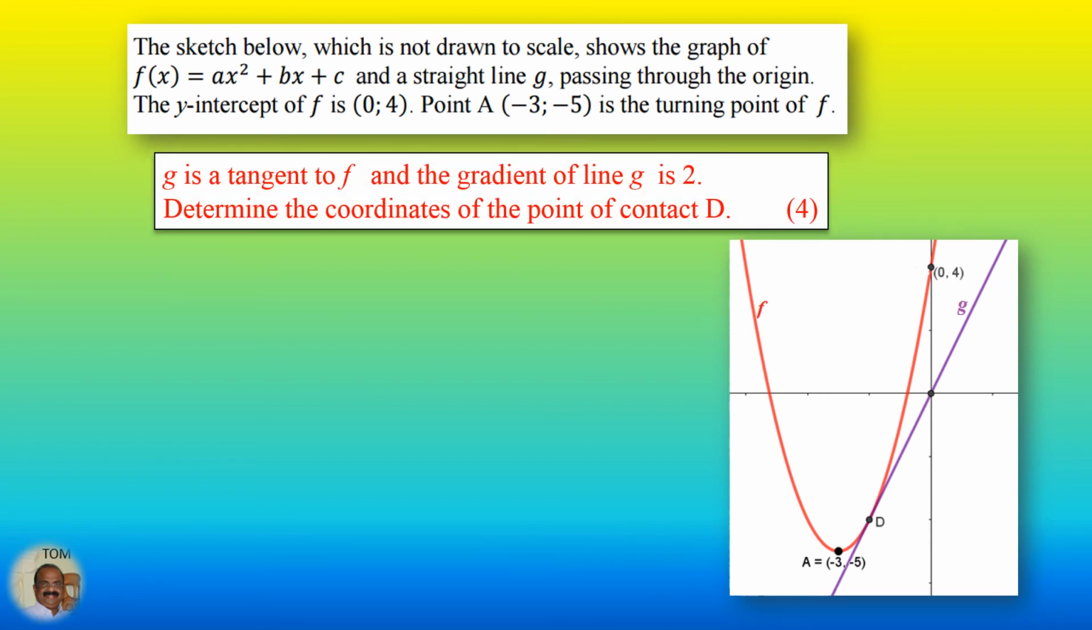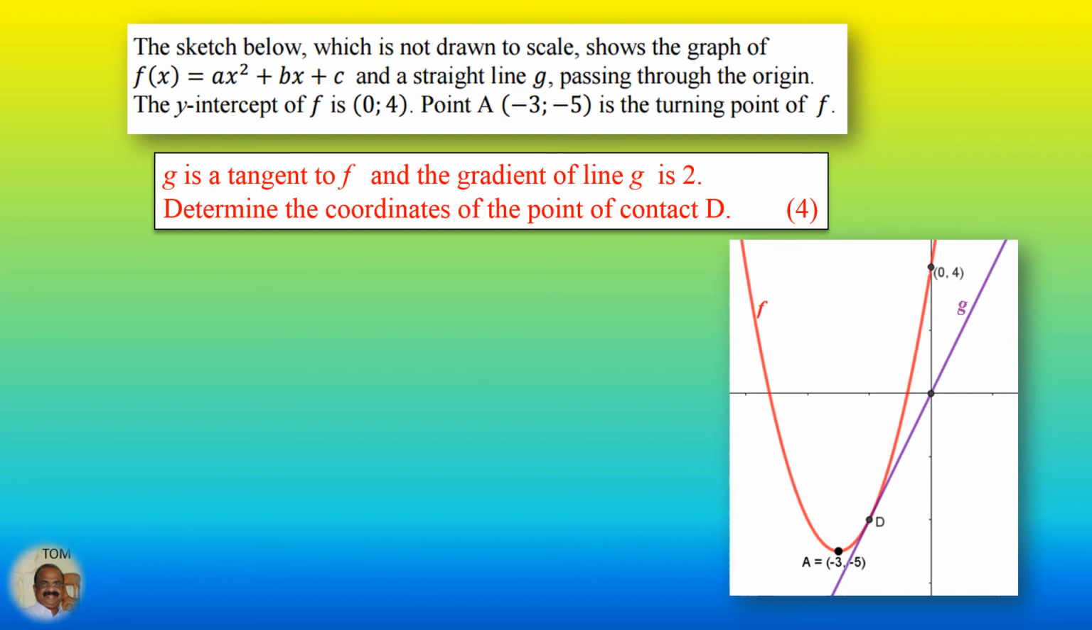g is a tangent because it touches the parabola only at one point. And the gradient of g is 2. The gradient is available, fortunately. Now, what is our question? Determine the coordinates of the point of contact. Point of contact.